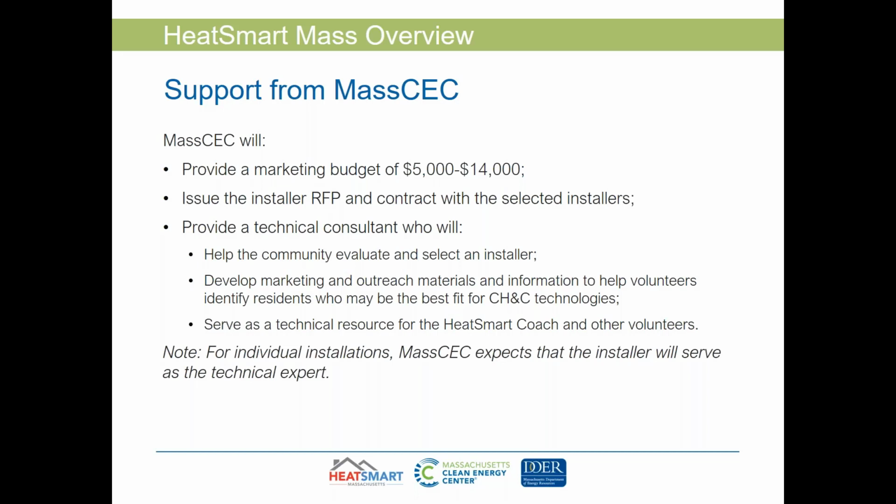They're going to help develop marketing and outreach materials, and also information to help volunteers identify residents who might be a good fit. So a good way to target those that could be likely to adopt these technologies or best benefit from these technologies. The consultant is also going to serve as a technical resource to your HeatSmart coach and other volunteers. So rest assured, you'll really have that technical backup. You don't need to be a technology expert yourself.